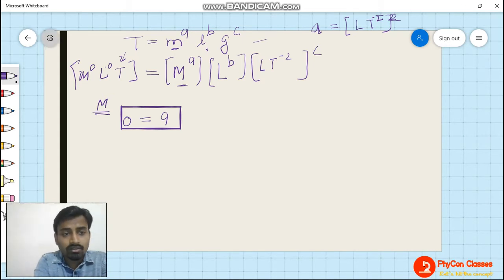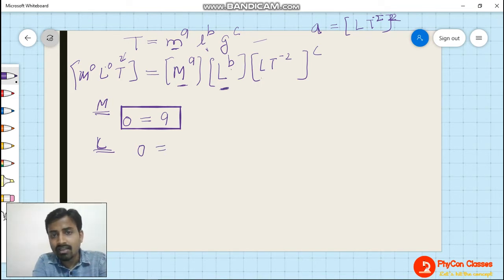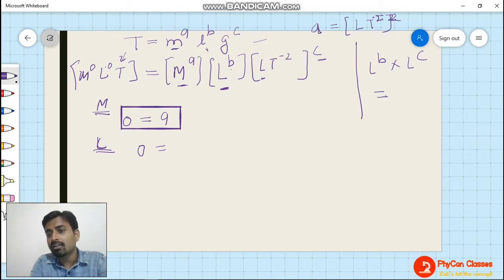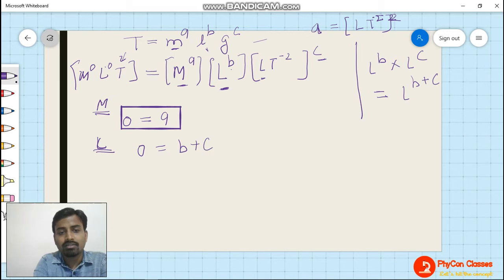Fine. Now just equate the power of L. On equating the power of L, on the left hand side it is 0. On the right hand side, now see here, this is L to the power of B and this is L to the power of C. Clear? So L to the power of B multiplied with L to the power of C. What will be the answer? L to the power of B plus C. Clear? So what we can write? On the left hand side it is 0. On the right hand side it is B plus C. So this is going to be our second equation. This is the first equation. This is the second equation.